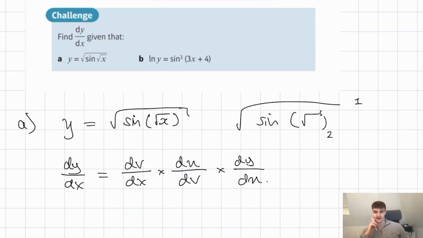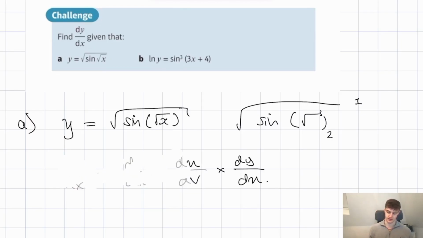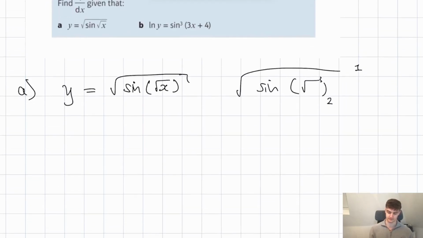But the other way is to differentiate the inside first and then do the outside, for example. So I think that's probably what I'll do to make things less confusing. And maybe for part B we'll do it the other way. So, okay, actually let's do what I said. Maybe this won't be too bad.